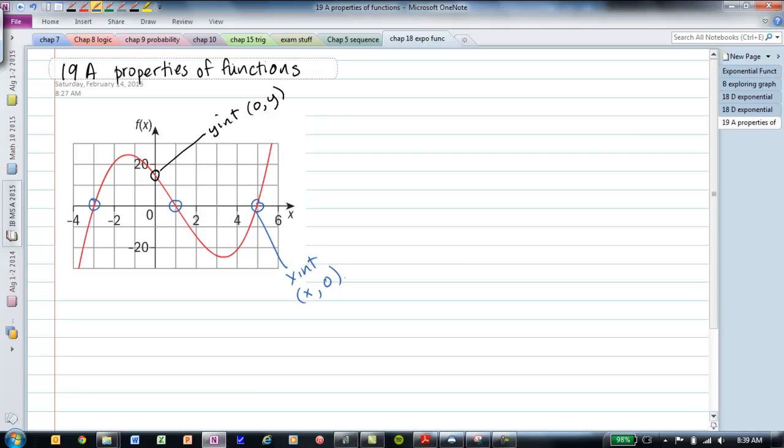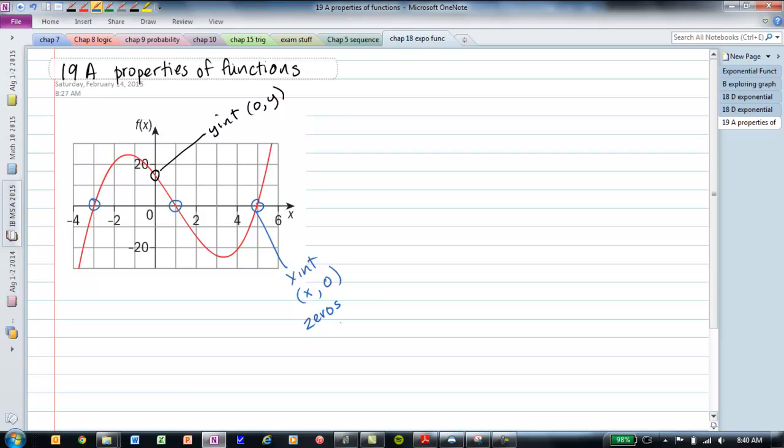The y-intercept is very easy to calculate in a function. The x-intercept can be a little bit more difficult, so we often use our calculator in order to figure that out. And I'll show you how to do that in a minute. The x-intercepts are also sometimes called the zeros, and that's because it's where the y equals 0. It's where the function equals 0 when you solve for it.